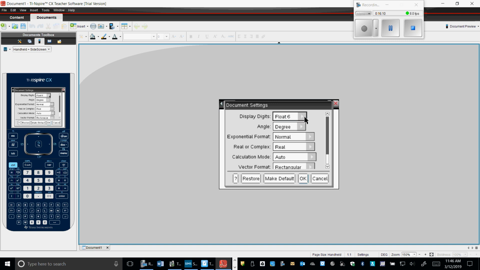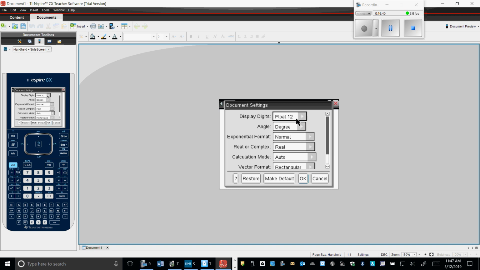Yeah. Okay, now what this does, it limits how many digits you can actually see on your screen. Now some questions, and they don't come up that often, but they may do, say things like calculate this and write all the digits on your calculator screen. So if you've only got float 6, then it's only going to give you 6 digits and you're not going to get full marks for it. So can you actually change that to be float 12? I'm just sticking with float 12.